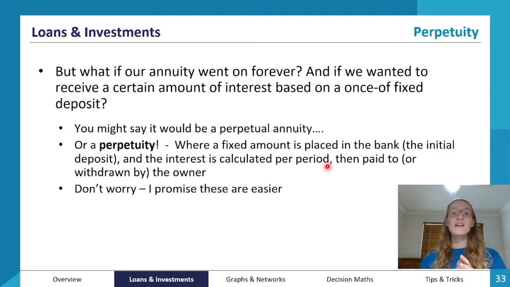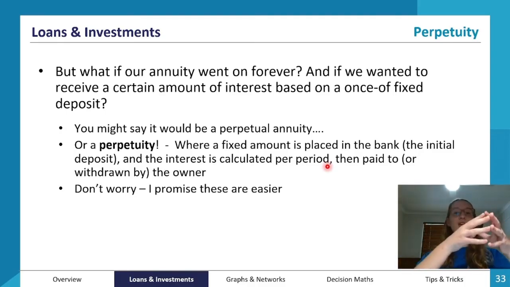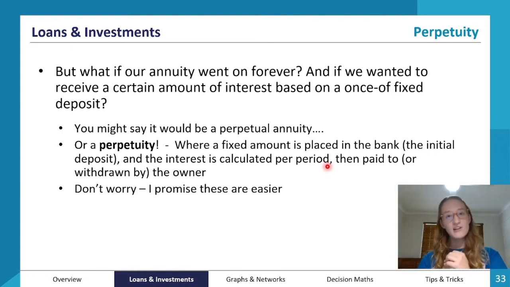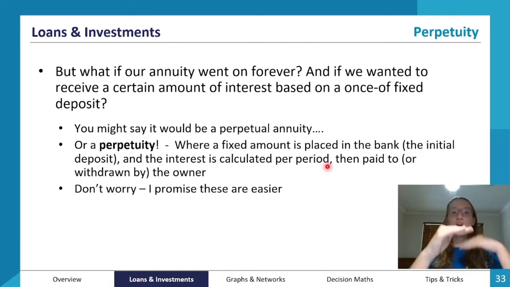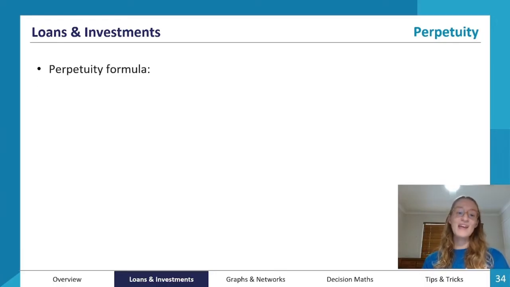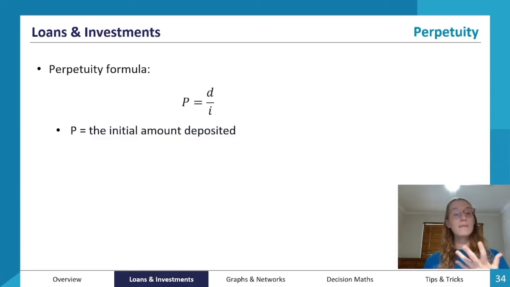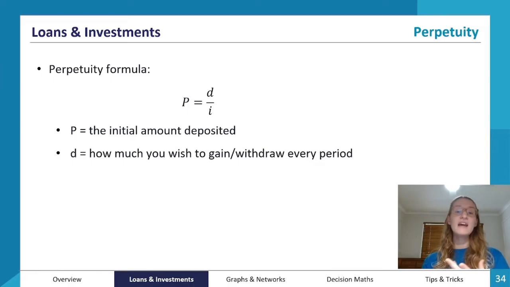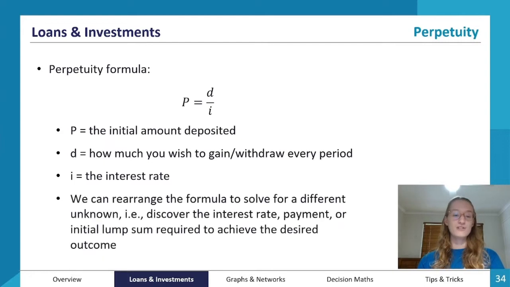So what we have here is a lump sum, then interest is earned, and then I take the interest out. Next time period, interest is earned again, and I take out the interest again. So every single time it's coming back to the original value, because all I'm doing is taking out the interest again and again. And don't worry, the formula for perpetuities is much, much simpler. It is simply P equals D divided by I, where P is that initial amount deposited, so for example, that lotto money. D is how much you gain or withdraw every period, and I is the interest rate.